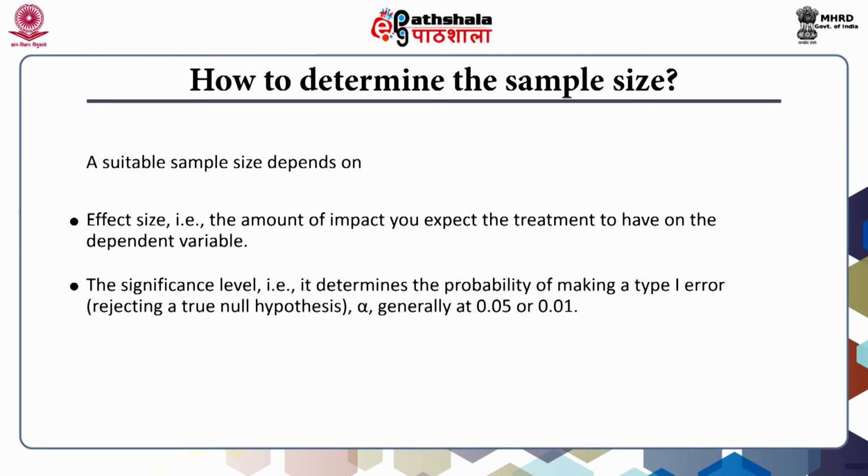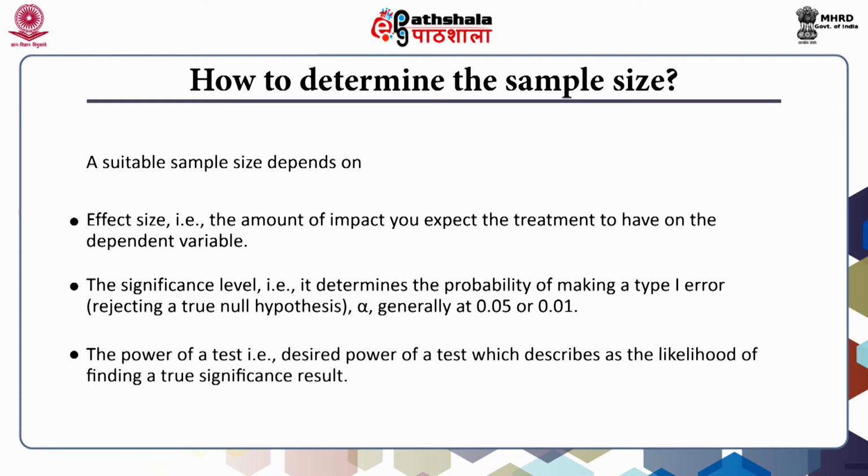That is, it determines the probability of making a type 1 error, alpha, generally at 0.05 or 0.01. And lastly, the power of a test, that is the desired power of a test, which is described as the likelihood of finding a true significance result.